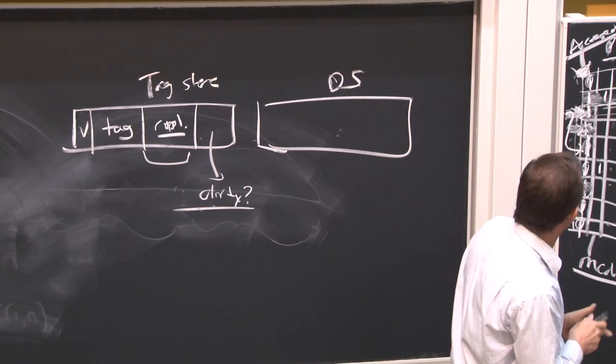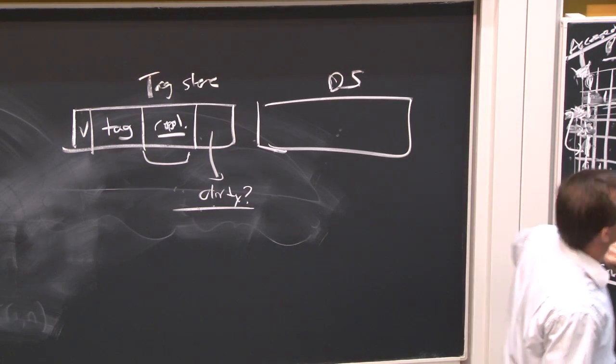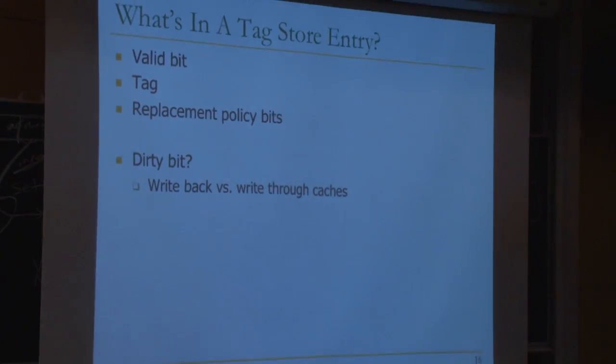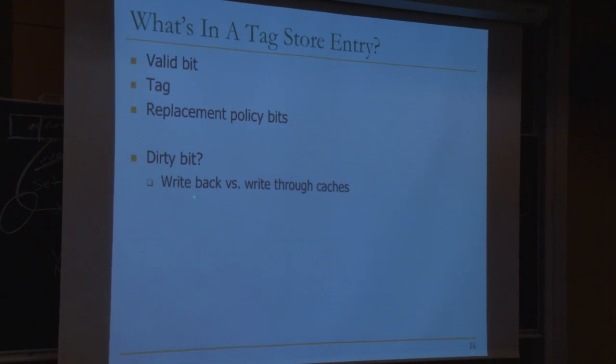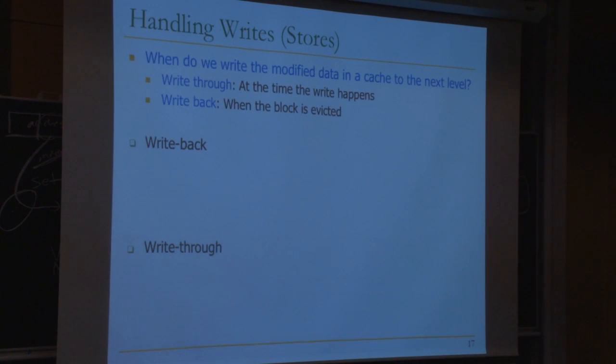Of course, you may or may not want to have this in either case. You have the dirty bit if your cache is write back, right? If it's a write back cache. You don't need the dirty bit if your cache is write through. Now, what is the difference? Well, now let's take a look at how writes are handled in the cache. This is what I promised in the previous lecture. When do we write the modified data in a cache to the next level? And next level could be memory or the next level of caching.